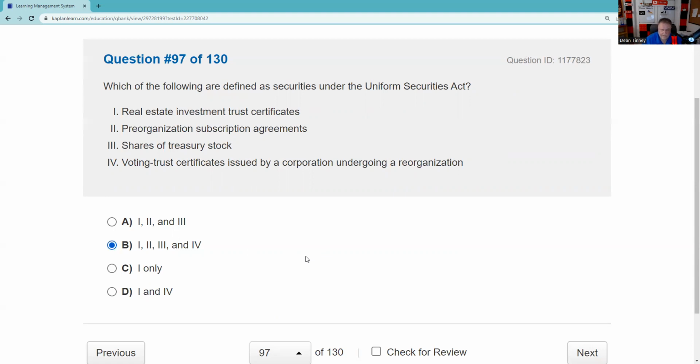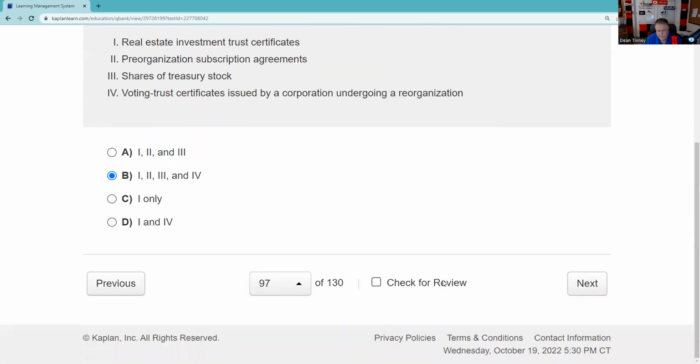The big deal on the test is going to be, once it's a security, is it an exempt security, a noun, listed that doesn't even register, or is it an exempt transaction? And then if it isn't an exempt security or exempt transaction, how are we going to register it? Through coordination or qualification?